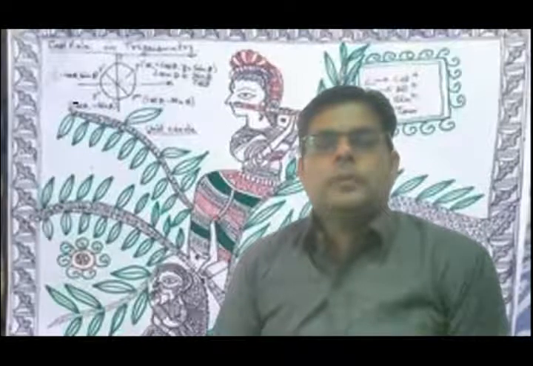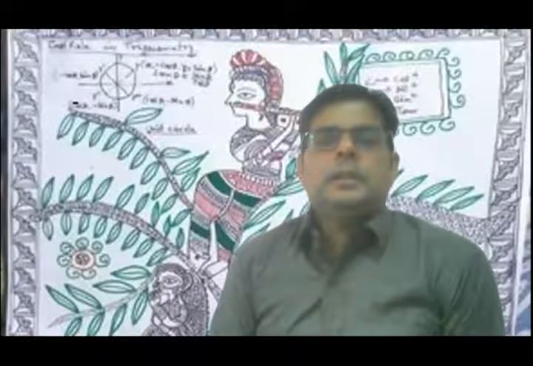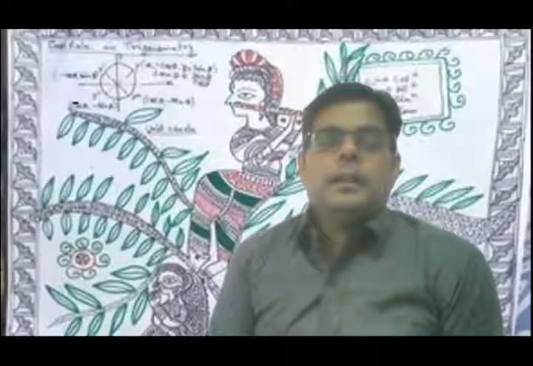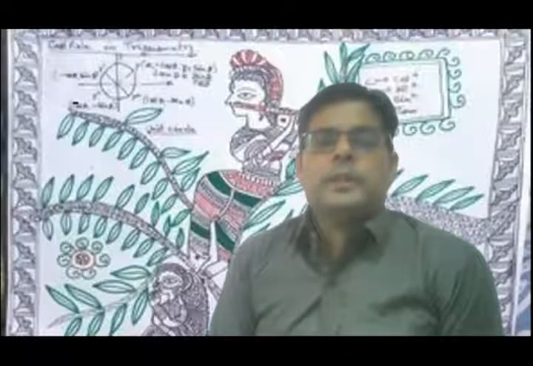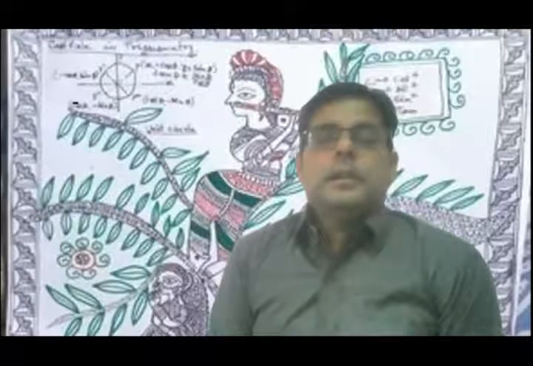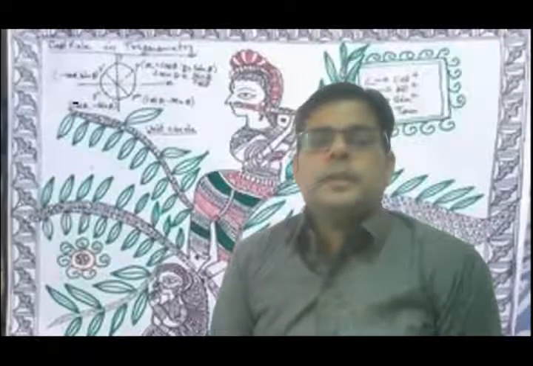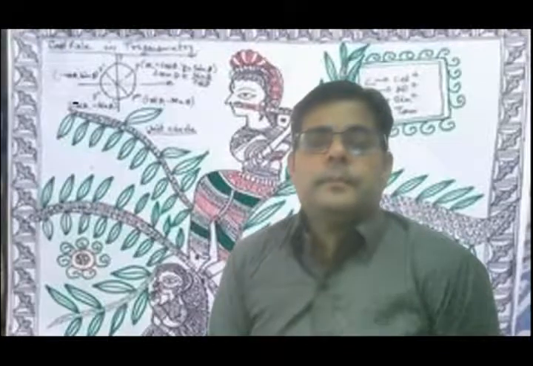Today I am going to discuss the CAST rule in trigonometry. The word CAST is composed of the letters C, A, S, T. Here C stands for cosine, that means cosine is positive. A stands for all, that means all trigonometrical ratios are positive. S stands for sine, that means sine is positive. And the letter T stands for tangent, that means tan is positive.